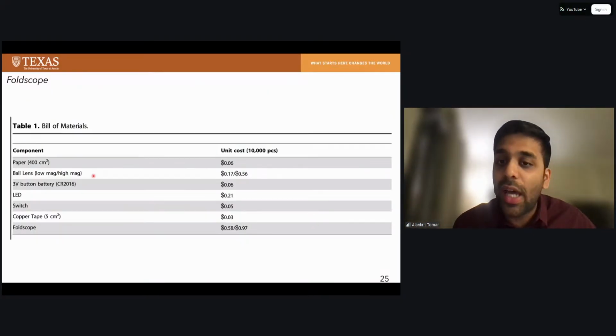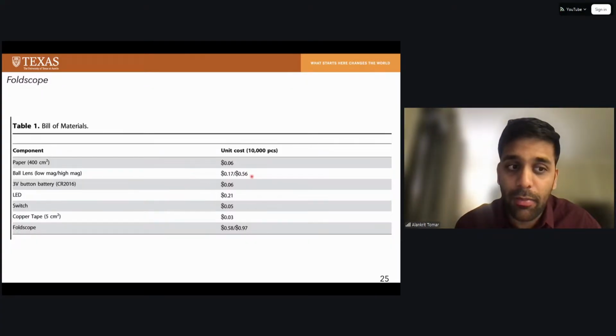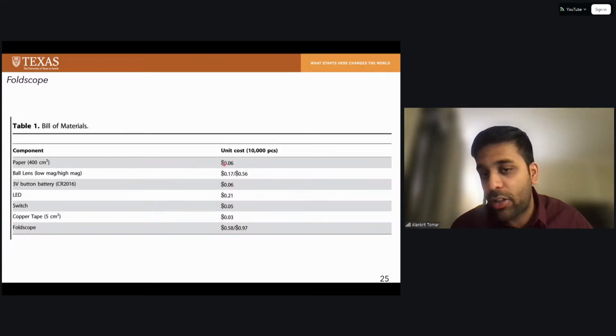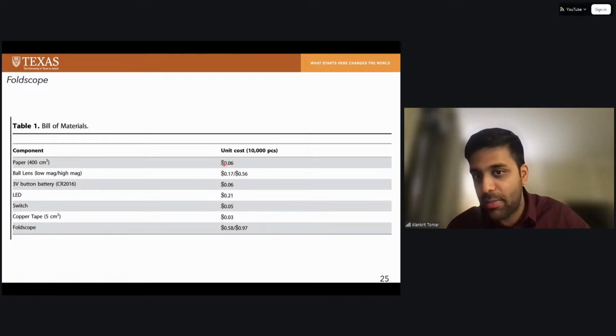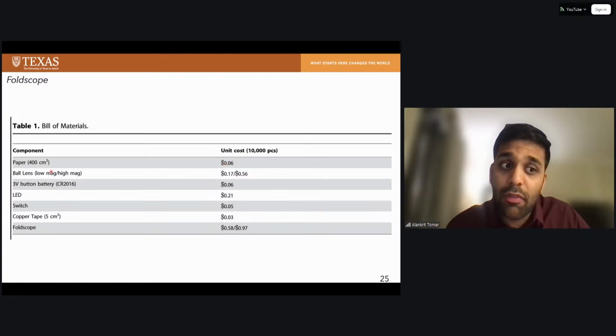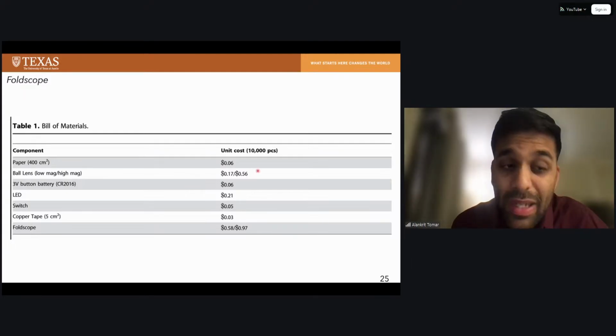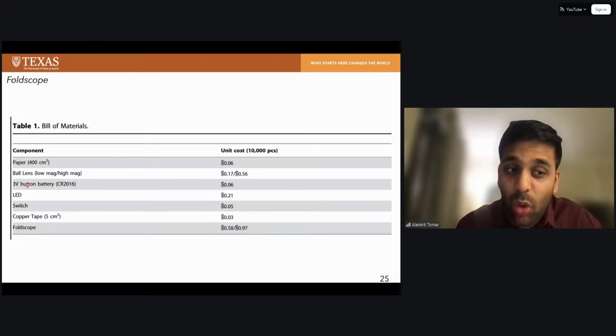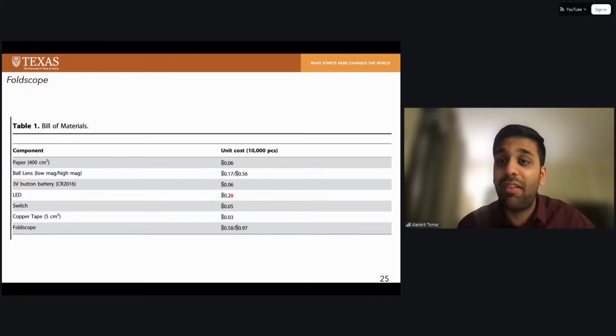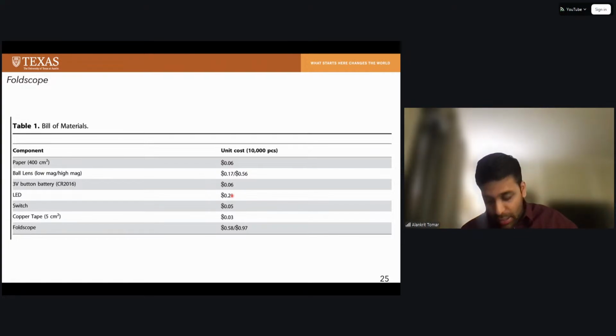So here is a breakdown of the price of the Foldscope. It's a paper-based microscope. So, paper is abundant. It's really low cost. They have used a ball lens, which is again a very cheap lens. It comes to about 20-30 rupees. They have a 3-volt button battery, again, really cheap, a very cheap LED, and a switch.